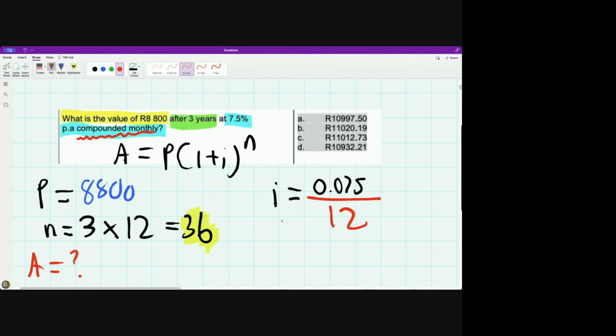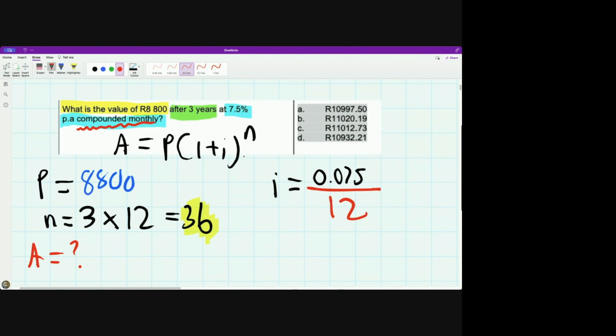You just do that. Okay, so now you guys and girls need to take this formula for me. This is your formula. We know what P is, we know what N is, we know what I is. Tell me which of these four answers is correct by going A, B, C, or D in the chat.